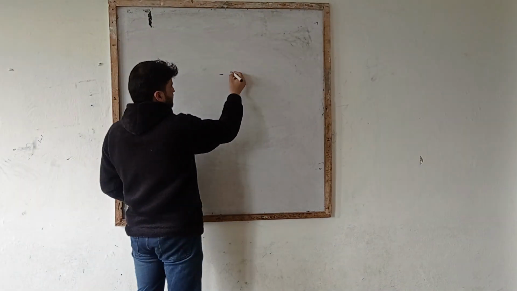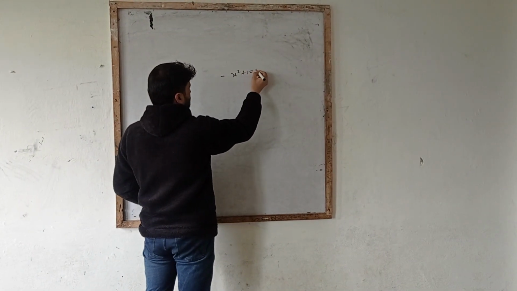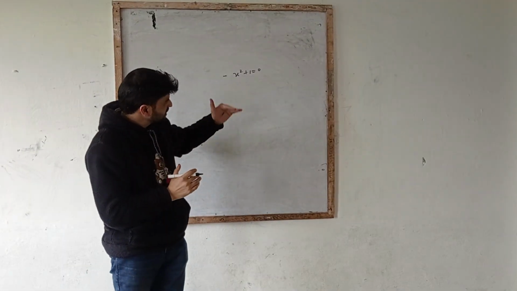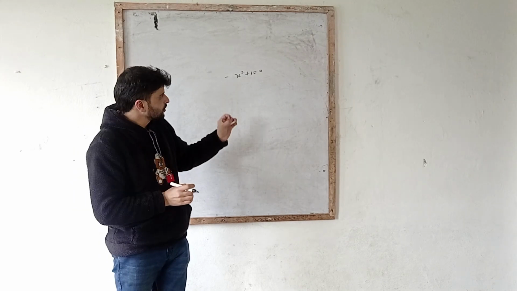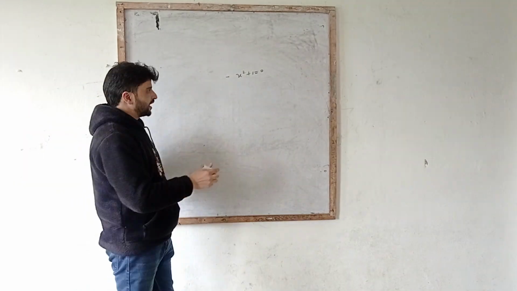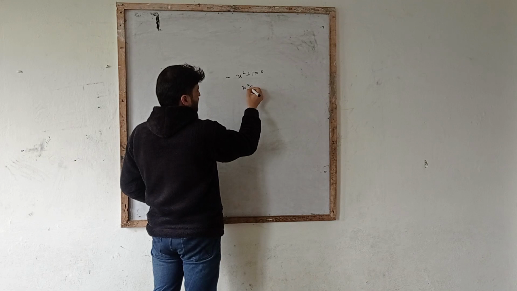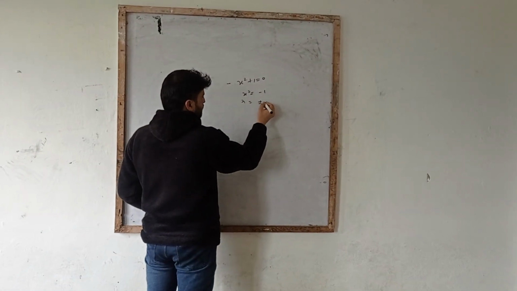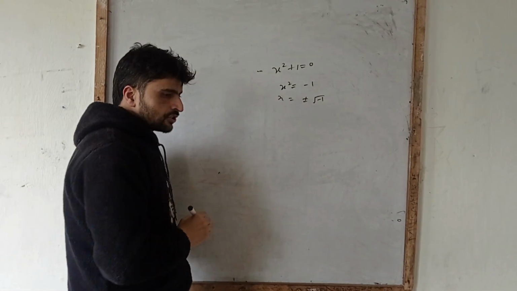Like this: x square plus 1 equals 0. In your earlier classes, you might have gone through these types of equations, and how to solve them. At that time you would solve this: x square equals minus 1. So x equals plus minus root minus 1.